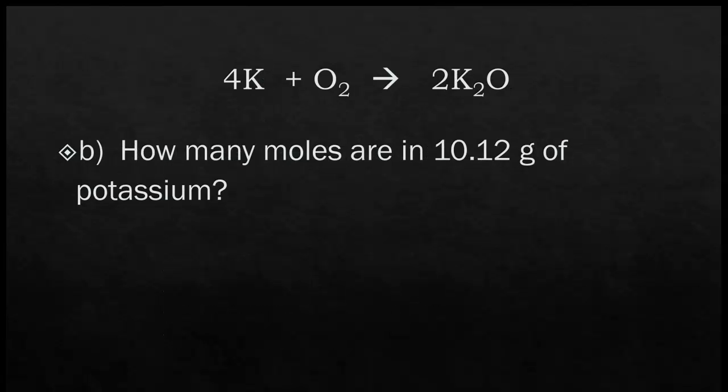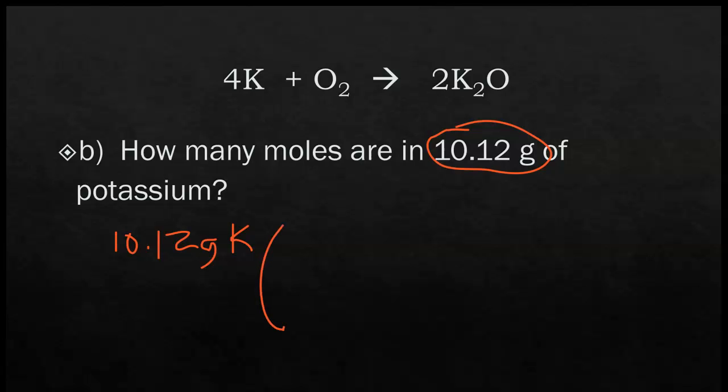The next question says, how many moles are in 10.12 grams of potassium? And so the first thing you want to do is take a look at what's given. And obviously in this case, I'm given 10.12 grams of potassium. And that's the first thing you're going to want to write down. Now, if I have grams and I want to convert to moles, the next thing I need to be thinking of is how am I going to convert from grams to moles of potassium?